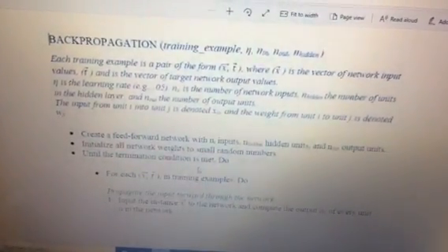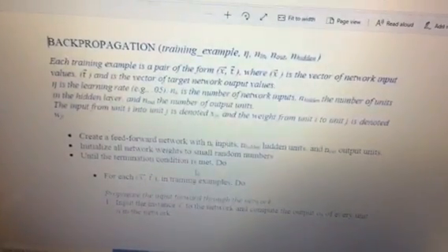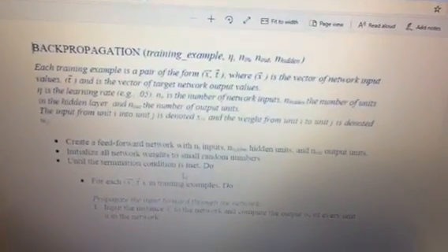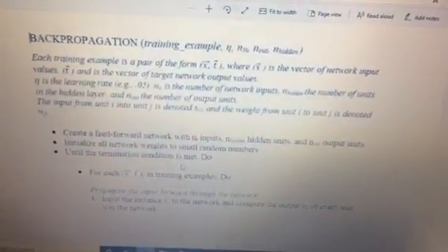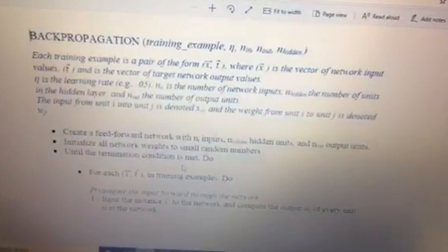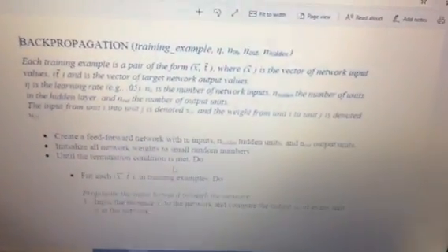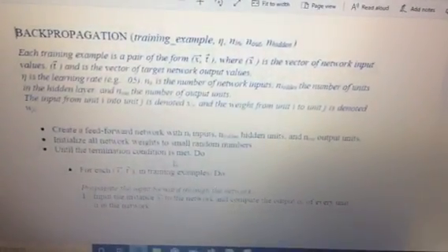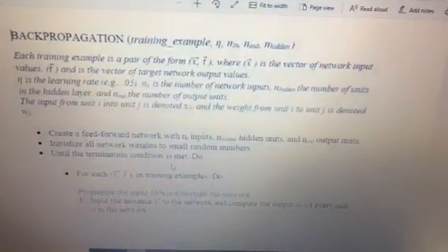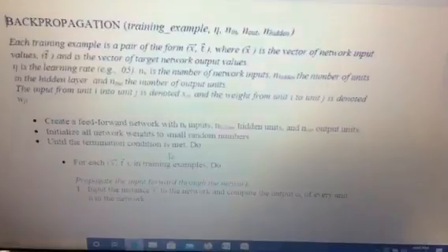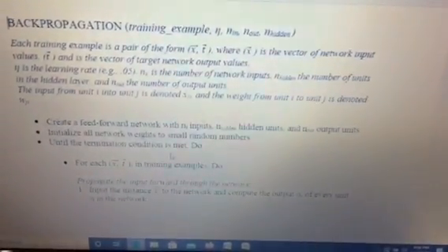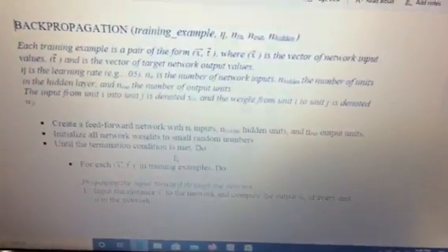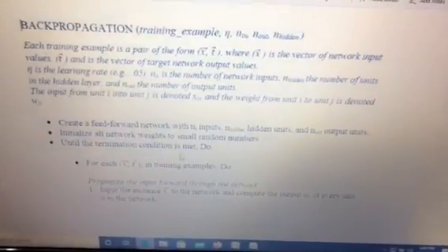Here you can see that each training example is represented as an input vector, an x vector, from x0 up to xn, comma, the t vector, that is the target output. It is represented in the form of a pair, x vector comma t vector. The learning rate we are considering is 0.05, NI is the number of network inputs, N hidden is the number of hidden units, and N out is the number of output units. Now let's show it in an example.